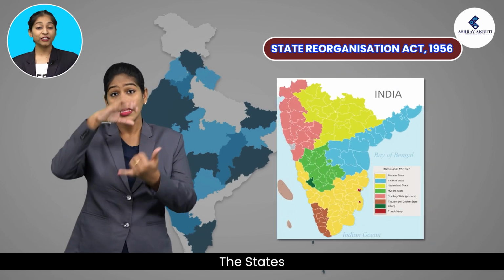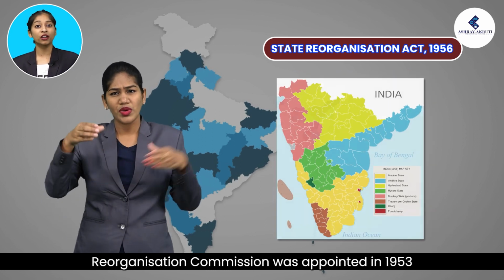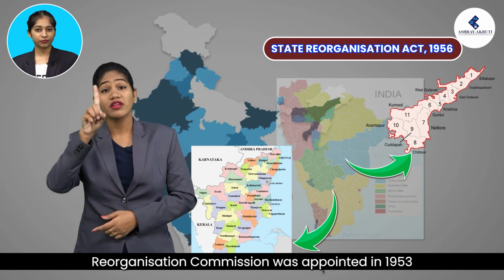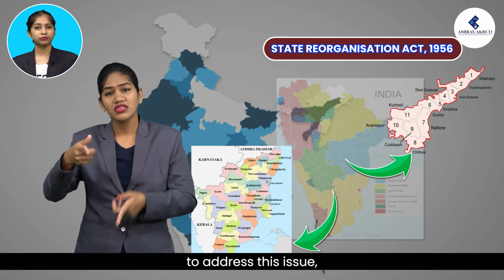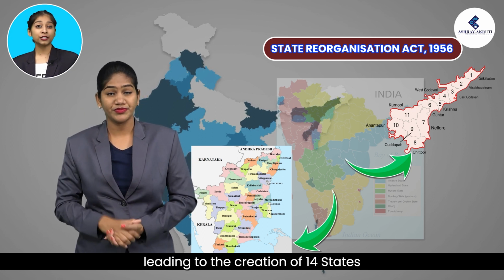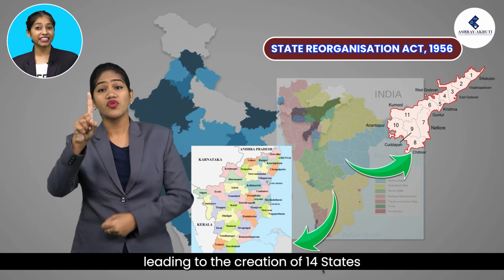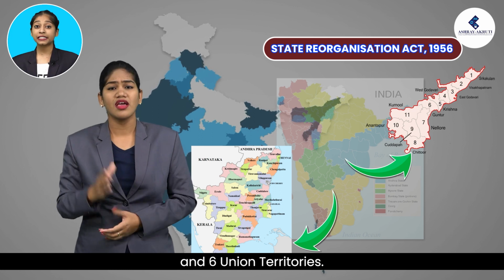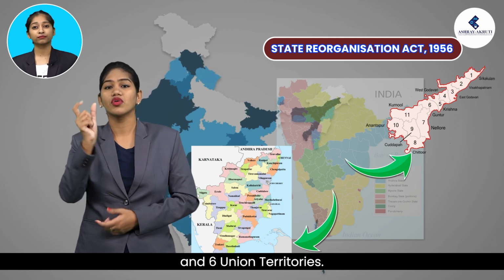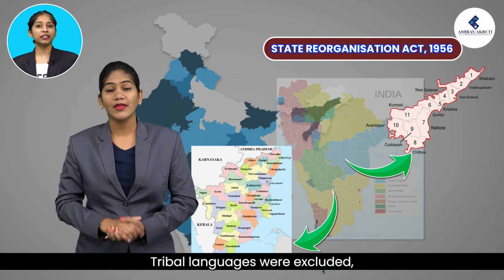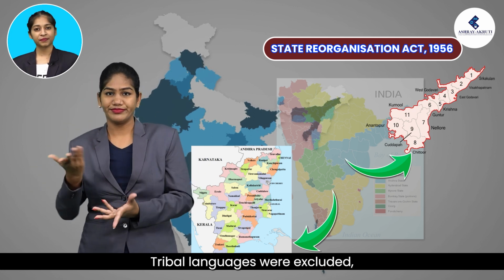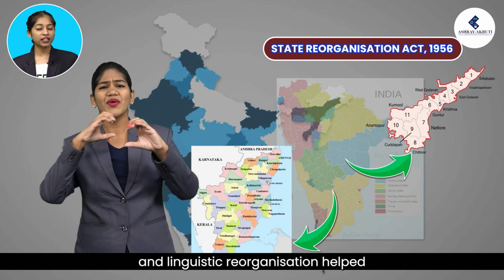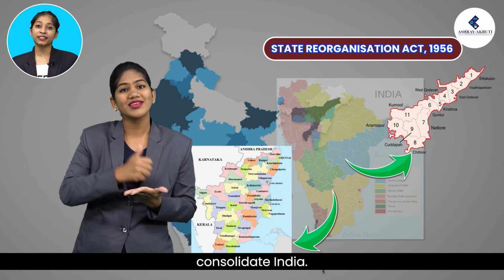The States Reorganization Commission was appointed in 1953 to address this issue, leading to the creation of 14 states and 6 union territories. Tribal languages were excluded, and linguistic reorganization helped consolidate India.